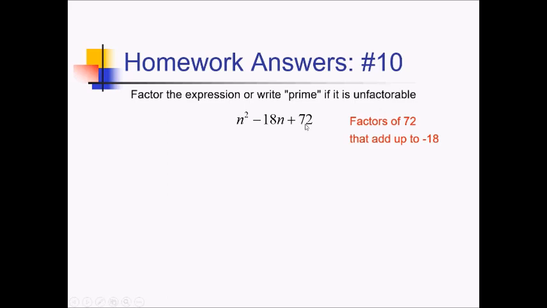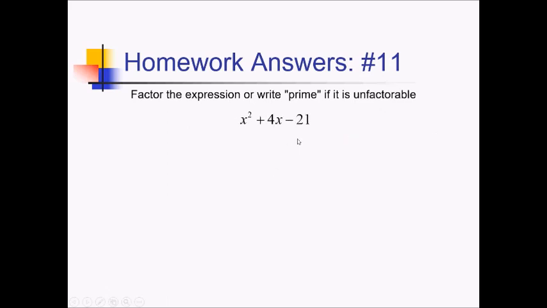4 and, let's see, how many times does 4 go into 72? That's going to be 18 times, so still too big, 4 plus 18. How about 6? 6 goes into 72 12 times. 6 plus 12 is 18, so if I had negative 6 and negative 12, that would work. So then I'll write n minus 6 and parentheses n minus 12.